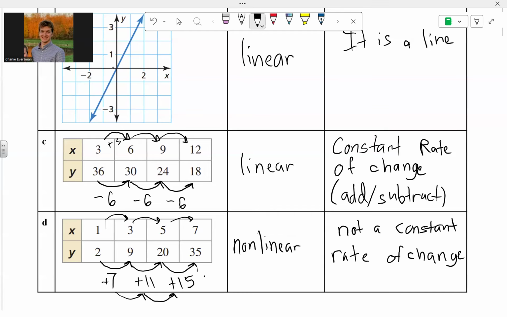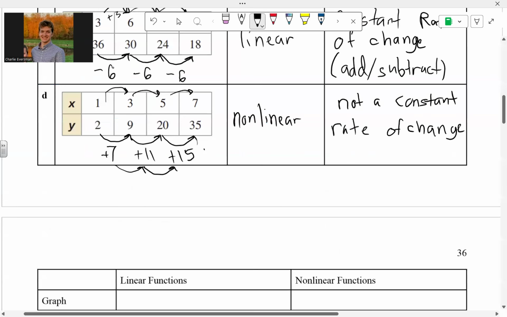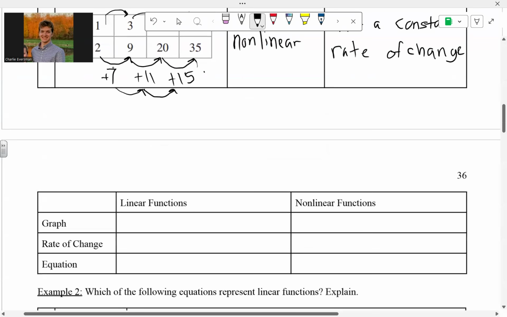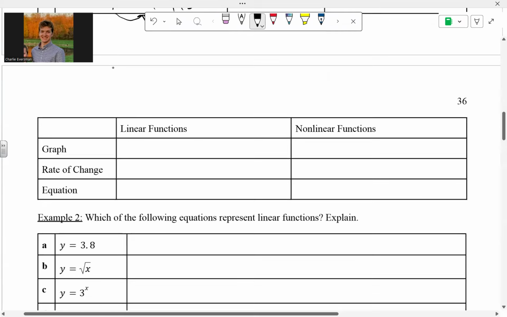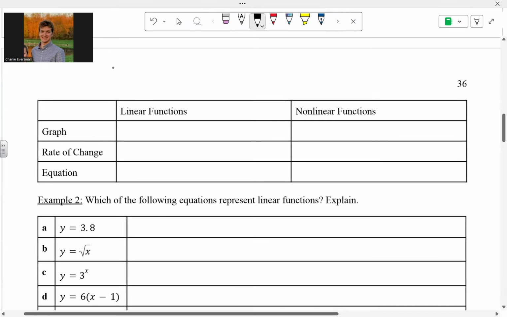Great. And so on the next page here, we're just going to summarize things. So I've got this table, right? In one column, I'm going to list the features of a linear function. In the other column, I'm going to list the features of a nonlinear function. So a linear function's graph is a line. A nonlinear function's graph is not a line. You'll notice the nonlinear function column is going to be very negative.